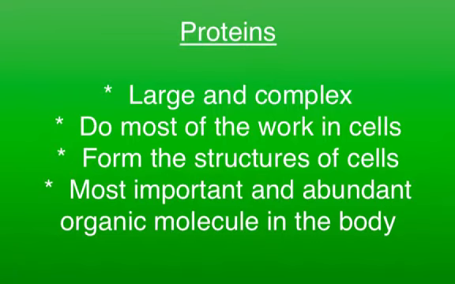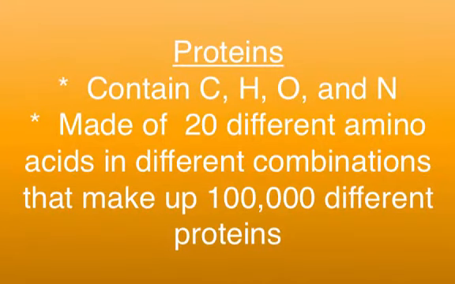Another organic molecule we will study are the proteins. Proteins are large and fairly complex molecules that are responsible for doing most of the work that occurs in cells. They also are needed to maintain the structure of cells and are critical for the function and regulation of all the body's tissues. Ultimately, proteins are the most abundant, important organic molecule in the body. They contain the basic elements carbon, hydrogen, oxygen, and nitrogen.